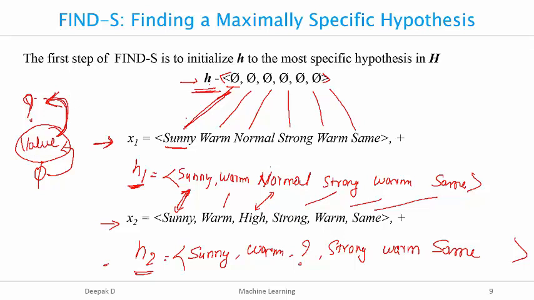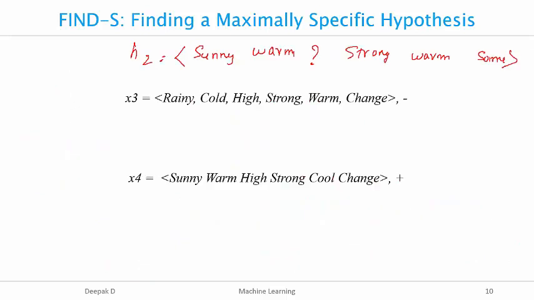Now we shall consider the next instance, that is x3. Here, x3 is negative, so as the algorithm says, it has to consider only the positive instances. What we have here is a negative instance, so this instance is not considered for your computation.